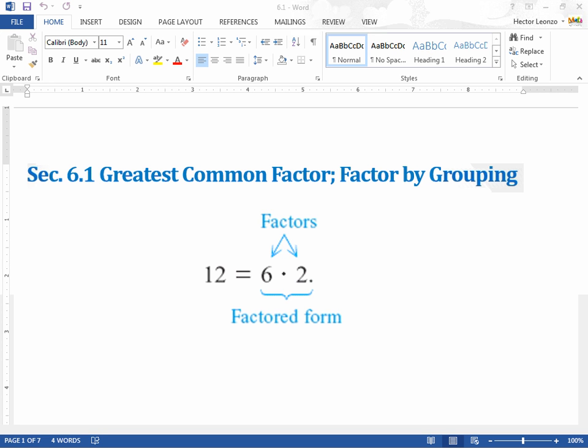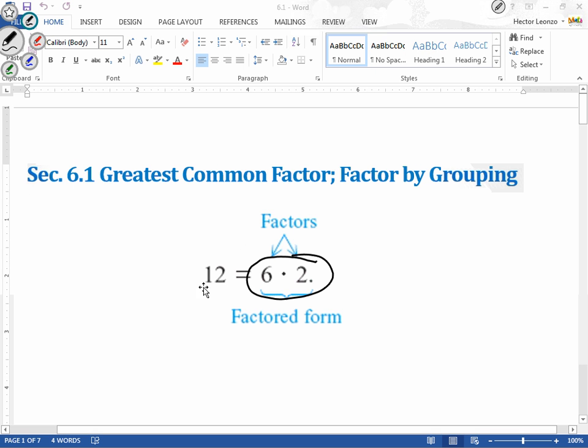Chapter 6 is mainly about factors, or factoring. To understand what factors are: they are two things, or it could be more than two, multiplied. In this case, I'm looking at 6 and 2, two things multiplied, giving a product. So factors of 12 could be 6 and 2.